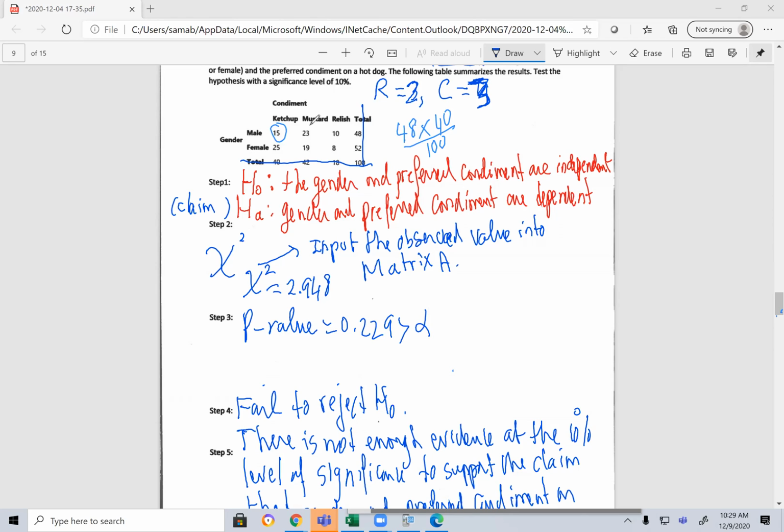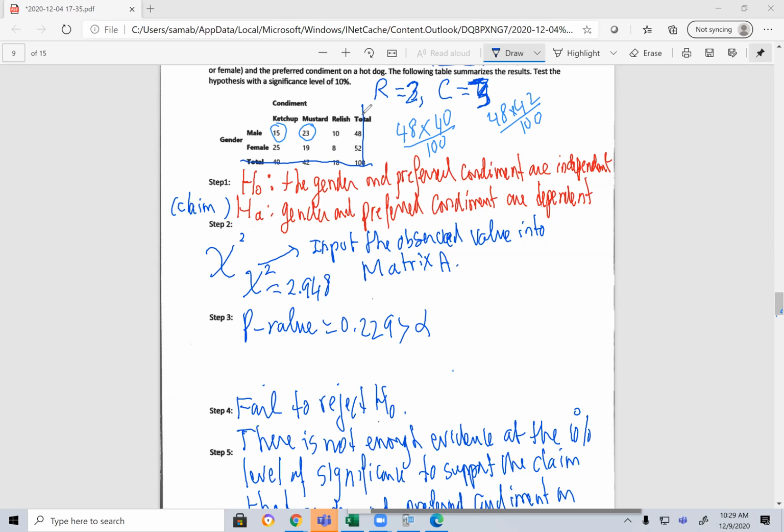If you want to find the expected value of 23, guys, you will take the total from the row that 23 belongs to, which is 48. You multiply by the total from the column that 23 belongs to, which is 42, and divide by 100, and so on and so forth. You have to do it 6 times in order to get the expected values.